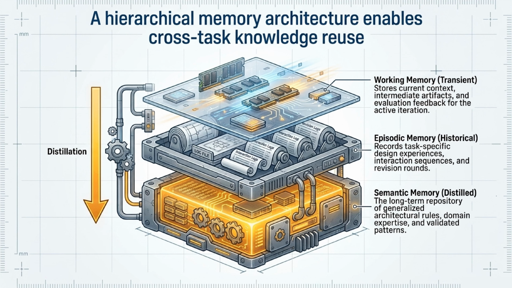As MAAD works, it actually learns and gets smarter over time. A hierarchical memory architecture enables cross-task knowledge reuse. At the top, working memory stores the transient context and intermediate artifacts for the active iteration. Below that, episodic memory records historical, task-specific design experiences and revision rounds. Over time, these logs are distilled down into semantic memory, creating a long-term repository of generalized architectural rules, domain expertise, and validated patterns.